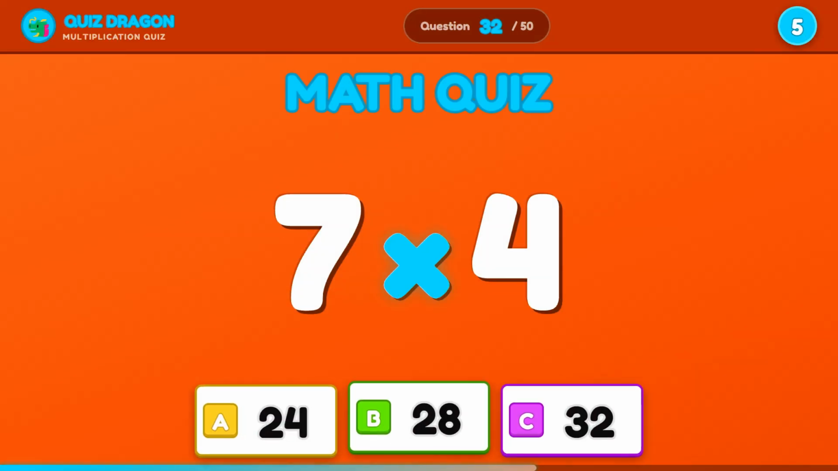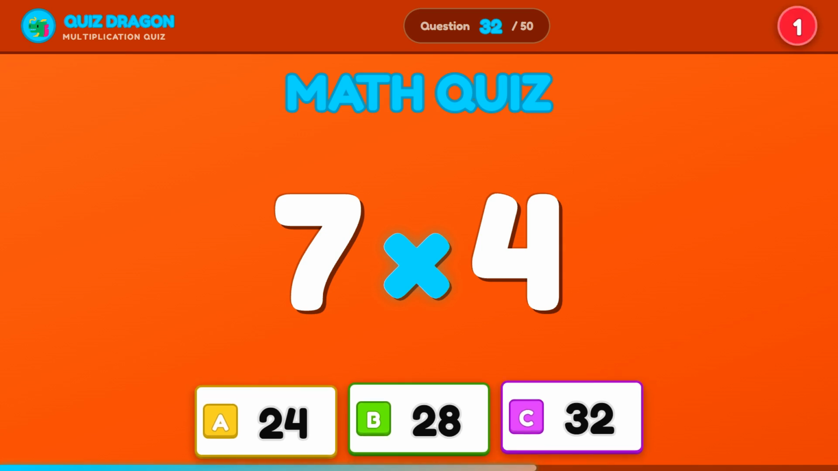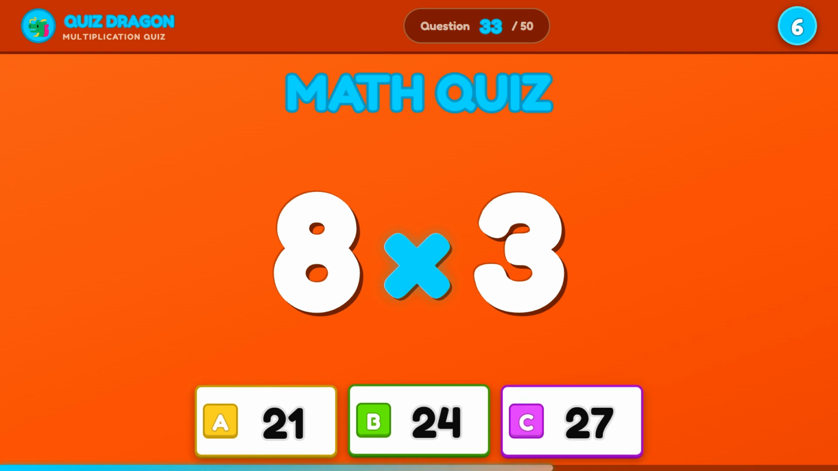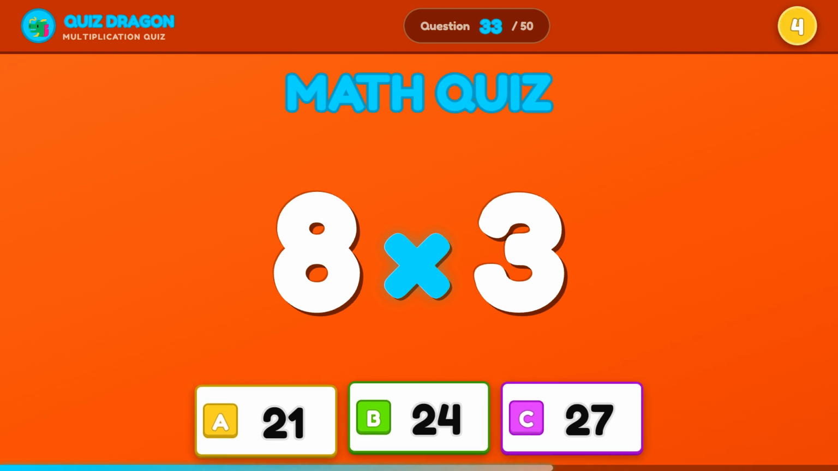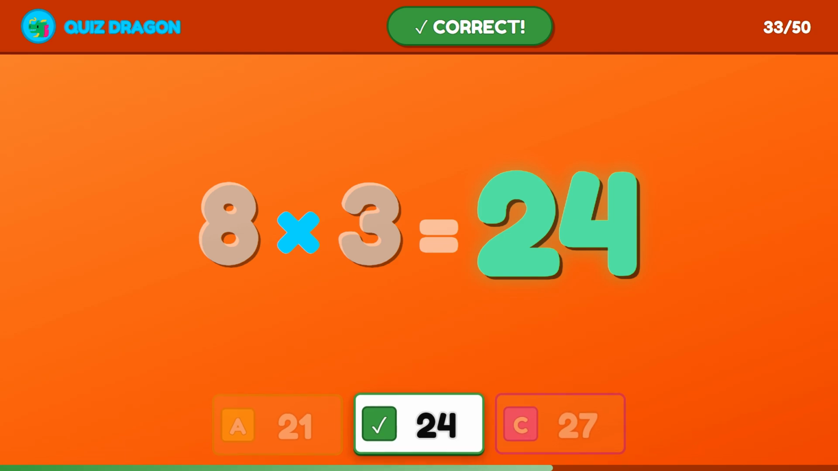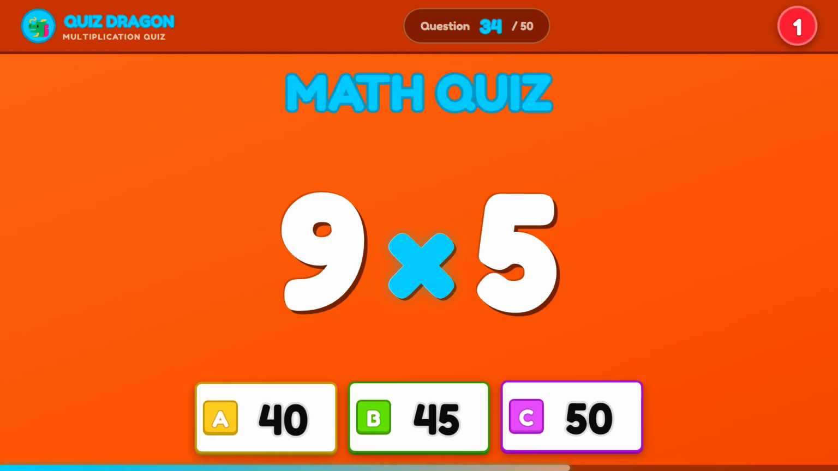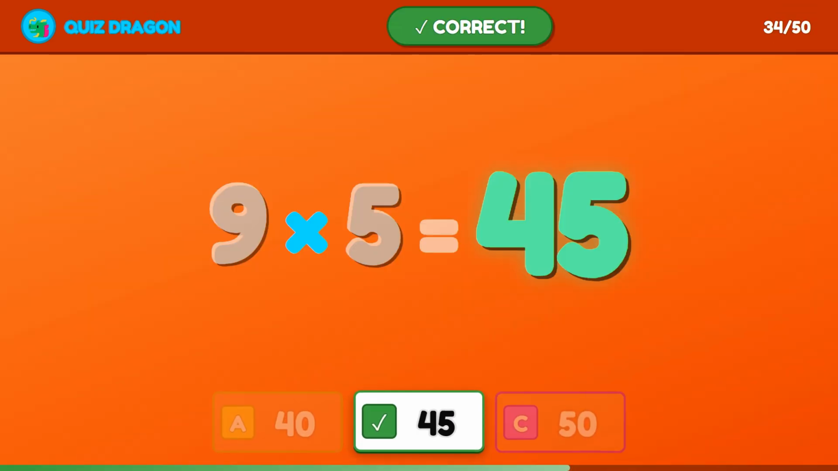Number 32. 7 times 4 equals? The correct answer is B, 28. Almost done. Question 33. 8 times 3, what's the answer? The correct answer is B, 24. Question 34. What is 9 times 5? The correct answer is B, 45.